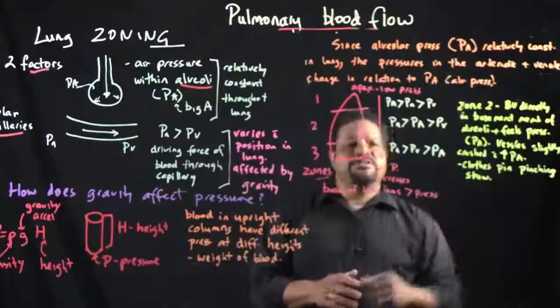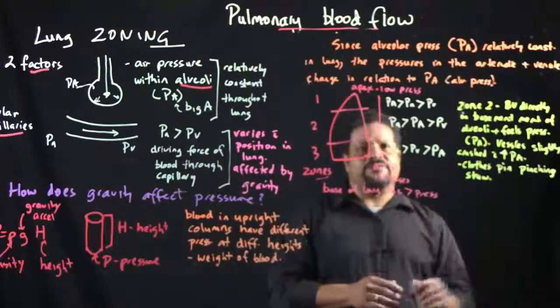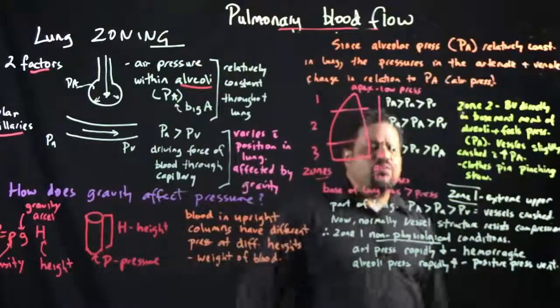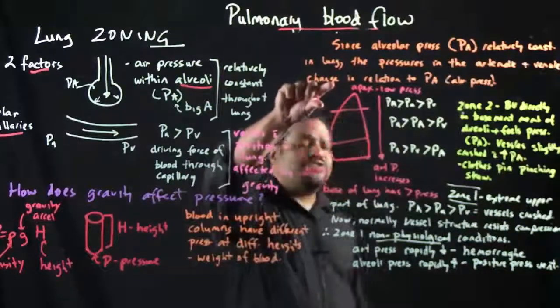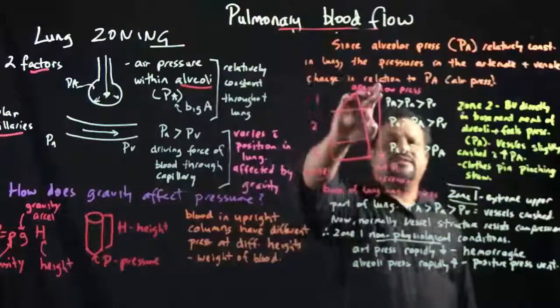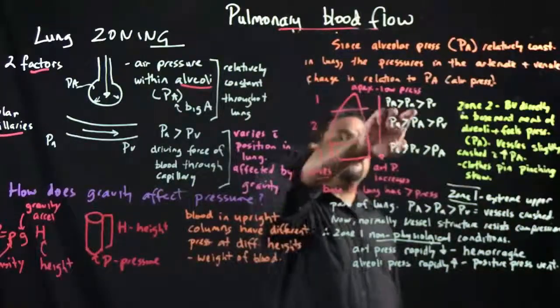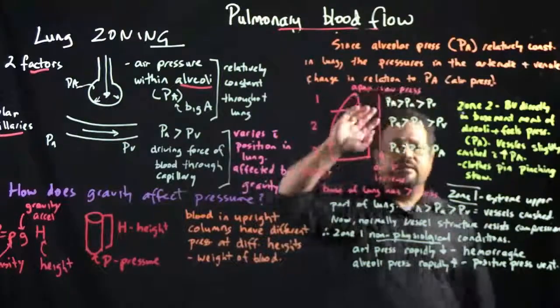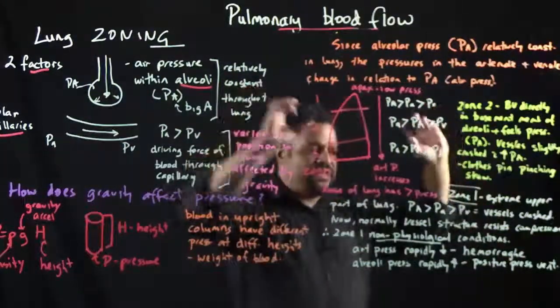Like a clothespin pinching a straw, if you blow hard enough, you'll still get air flowing through. Okay, and now let's look at zone 1, which occurs in the extreme upper part of the lung. That's where the alveolar pressure is greater than the arterial pressure and greater than the venous pressure. So basically those vessels will be crushed.